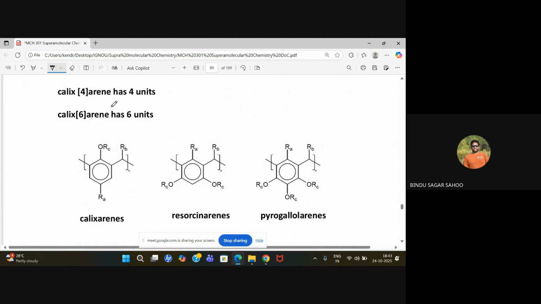Calix[4]arene has 4 units, but calix[6]arene has 6 units. So you can remember these are the monomer subunits. If the naming is like that, it contains 4 units connected with each other to form a ring. And if the naming is calix[6]arene, that means it contains 6 units.